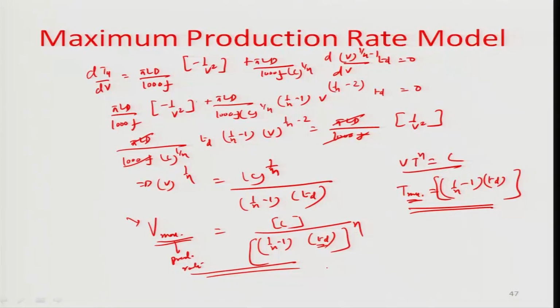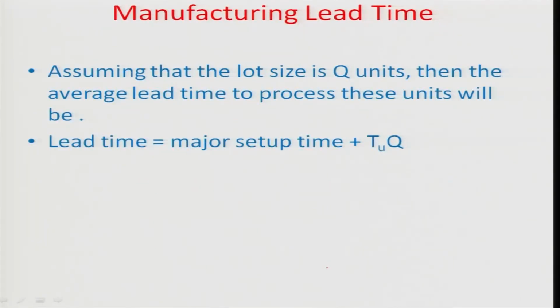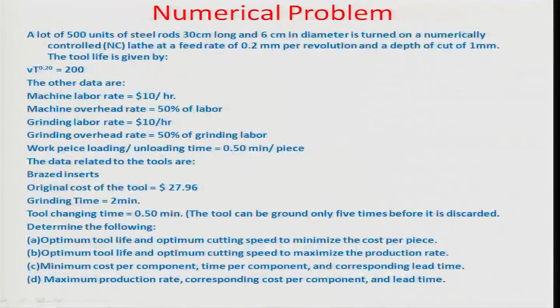So, let us now work on a problem where a similar situation arises. We would like to consider a lot of about 500 units of steel rods, 30 centimeters long and 6 centimeters in diameter, turned on a numerically controlled lathe at a feed rate of 0.2 mm per revolution and a depth of cut of about 1 mm. These things are fixed for the cutting process.